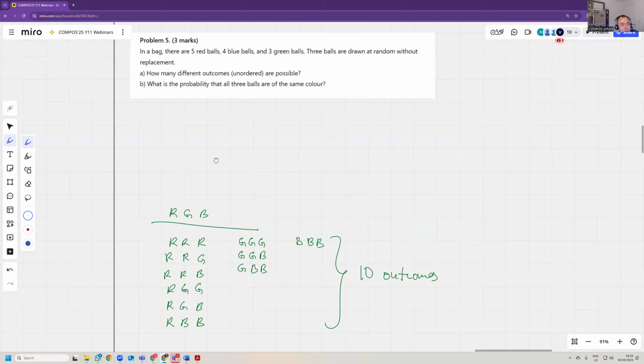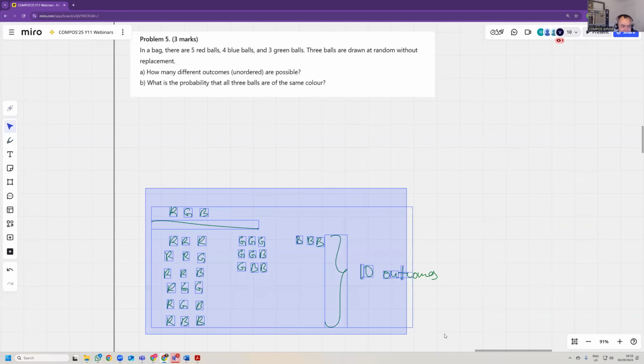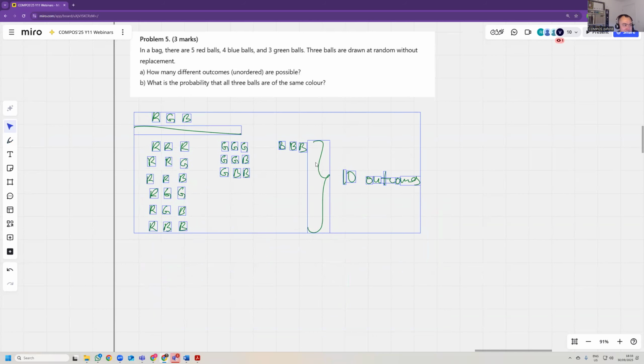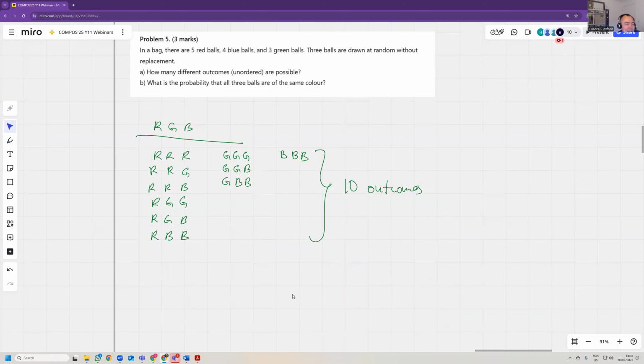Choose 3 balls. I can't immediately see how you can do it with the formulas, but here I just listed them. Why not? That's a possibility. Okay. And A, B.